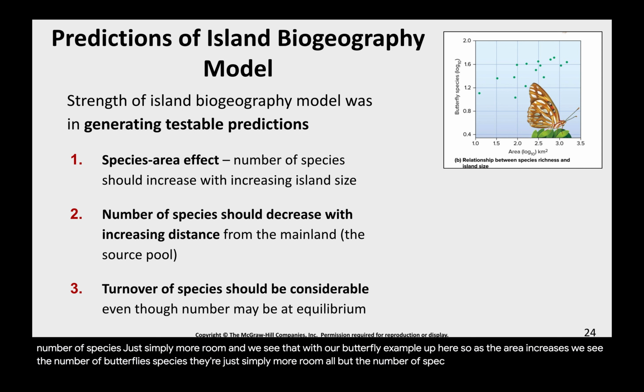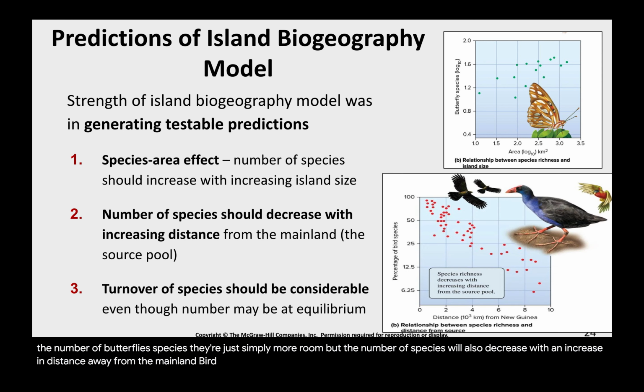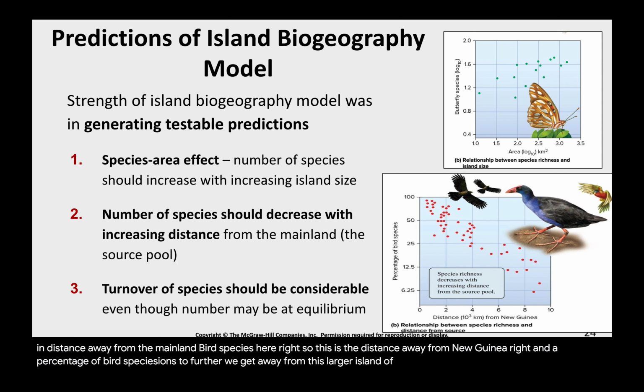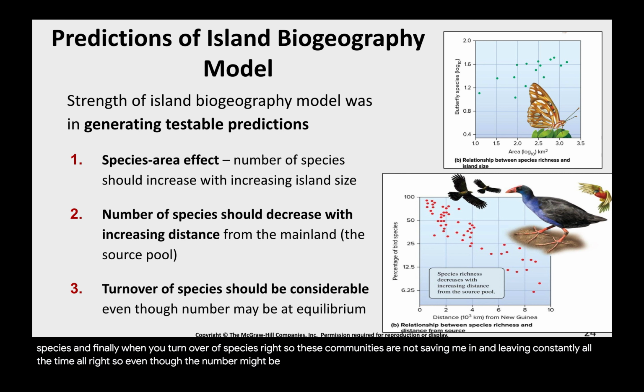But the number of species will also decrease with an increasing distance away from the mainland, right? And we see that with our bird species here. This is the distance away from New Guinea and the percentage of bird species. The further we get away from this larger island of New Guinea, the decreasing number of bird species there are. And finally, we need to consider turnover of species. These communities are not stable. There's going to be species coming in and leaving constantly all the time. So even though the number might be at equilibrium, you might not see the same number of species or those same exact species playing into this equilibrium number.